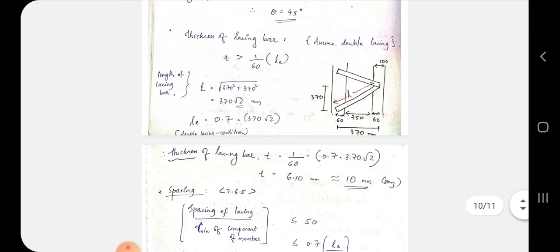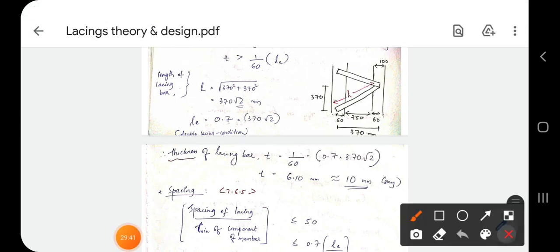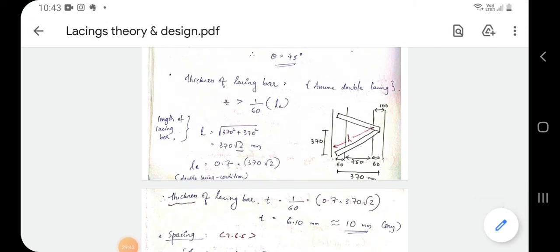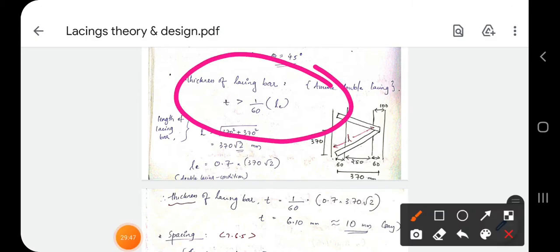Now thickness of lacing bar, we are taking a double lacing system, so effective length is LE and thickness should be greater than LE by 60.